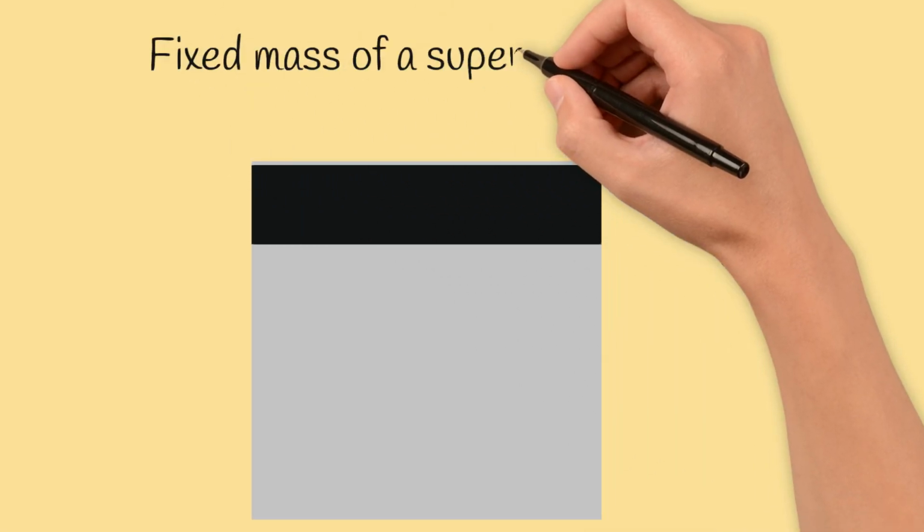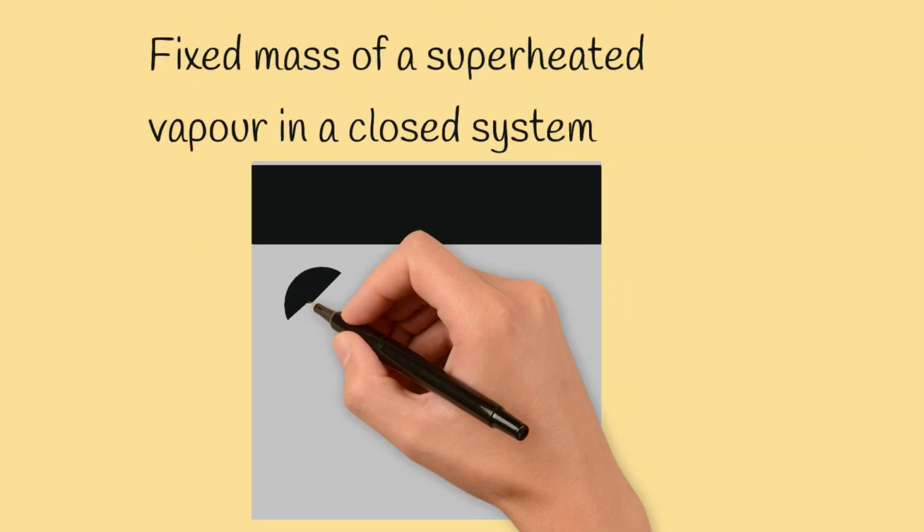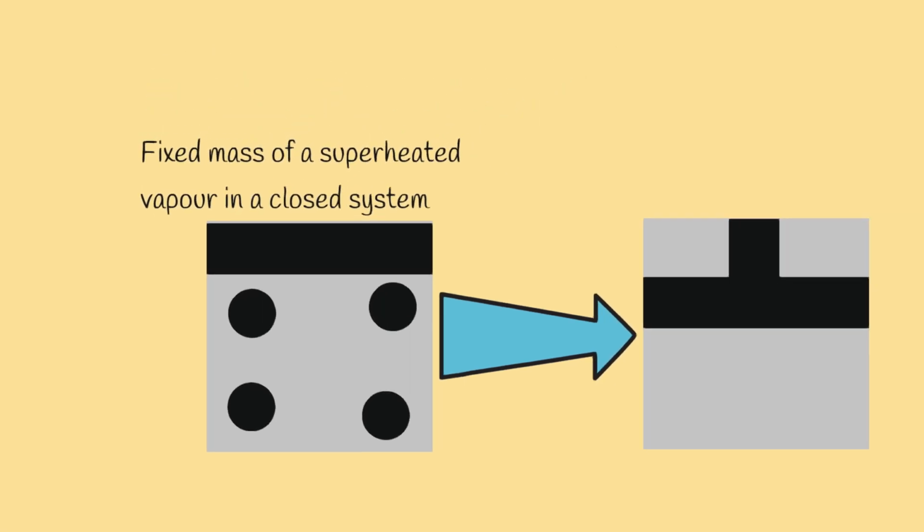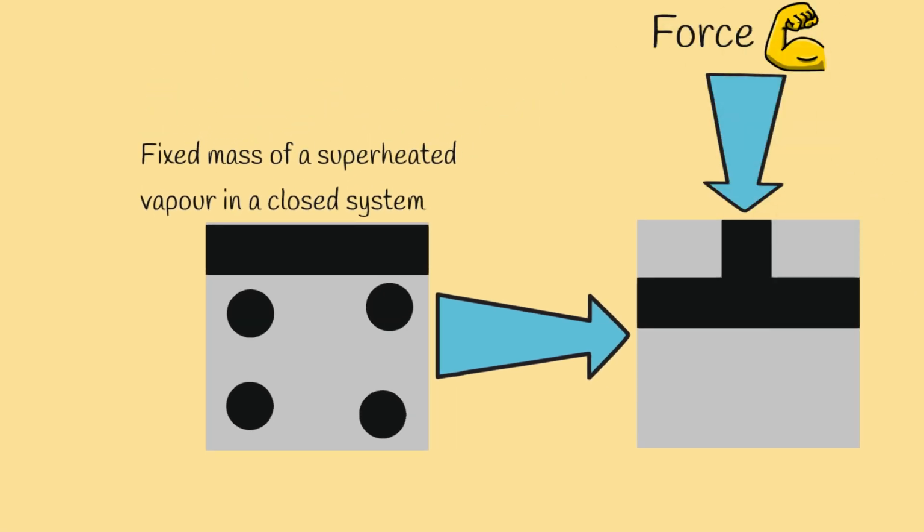So, let's go through how an isotherm is formed. Let's imagine we have a fixed mass of a superheated vapor in a closed system, like a piston. A force is gradually applied to the gas, increasing pressure. At higher pressures, the density of the vapor increases, and so specific volume decreases.